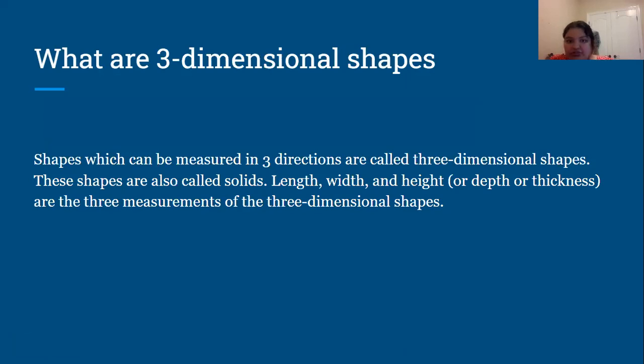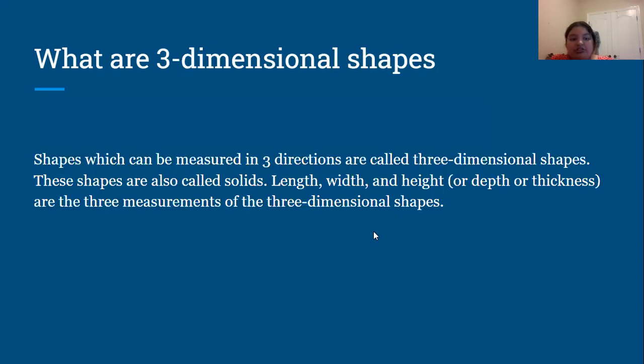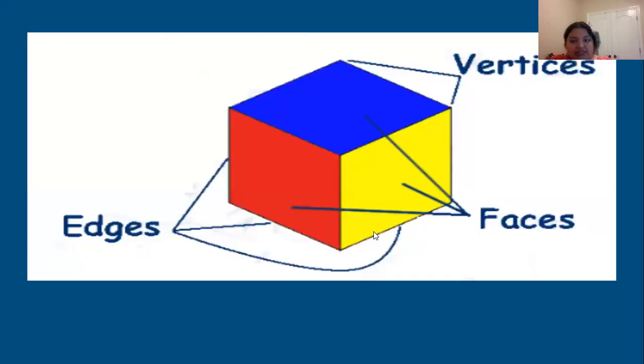So what are three-dimensional shapes? They're shapes which can be measured in three directions, which is why they're called three-dimensional shapes. They can be measured in length, width, height, or depth and thickness. And these are the three measurements of the shapes. So we can have length, width, and height. And so that's how you would measure them. You can measure them all by using this.